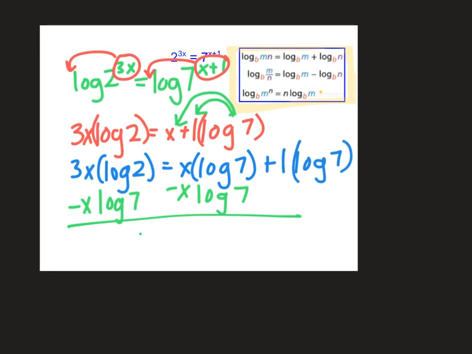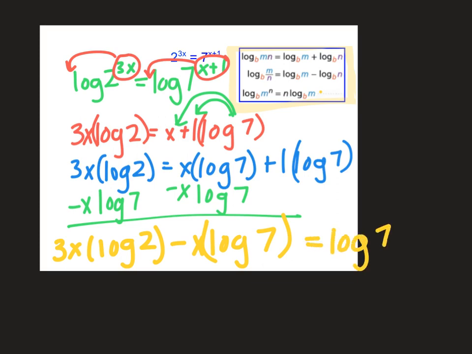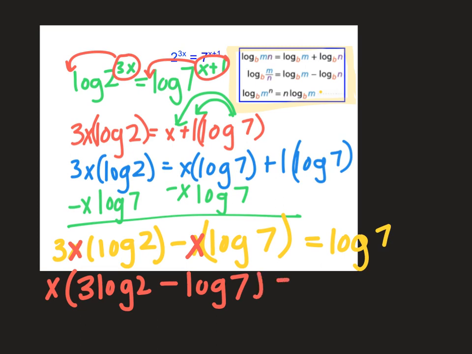There we go. All right, so I have 3x times the log of 2 minus x log of 7 equals log of 7. Again, I dropped the 1 because it's the same thing. Now I notice they both have x's out front, so again, I'm going to factor out an x. When I do that, I have x times 3 log of 2 minus log of 7 equals log of 7.